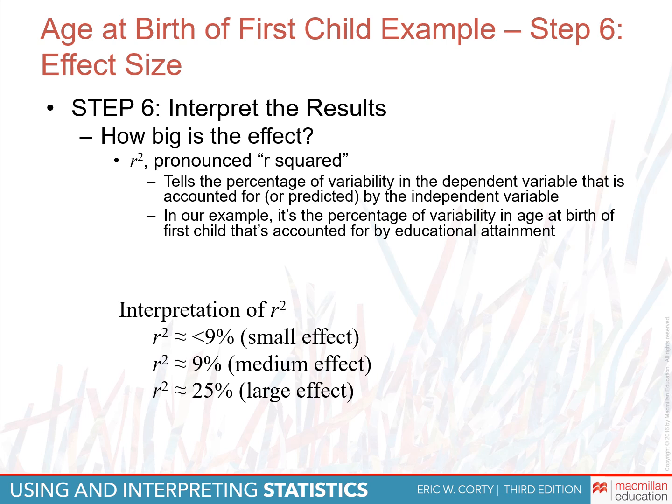And so we have some general rules to decide whether or not our effect size is small, medium, or large. If R squared is less than 9% or 0.09, we consider that to be a small effect. If R squared is between 9% and 24%, we consider that to be a medium effect. And then finally, if R squared is greater than or equal to 25%, we consider that to be a large effect.